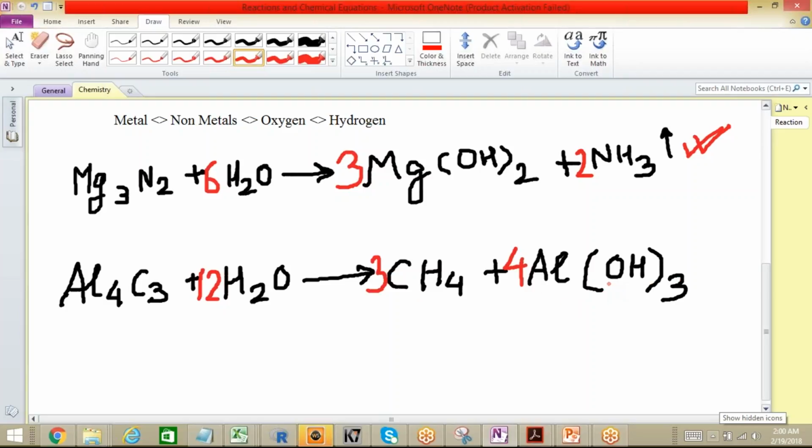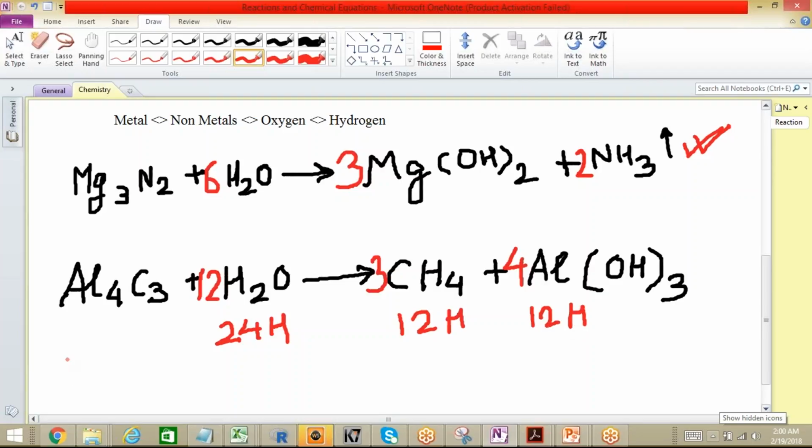Now let's talk about hydrogen. That is 12 hydrogen. 4 into 3 is 12 and 4 into 3 is 12. And we have 12 into 2 as 24. Here we have 24 atoms of hydrogen. Let me write it. 24 atoms of hydrogen here. We have 12 atoms of hydrogen here. And we have 12 atoms of hydrogen here.